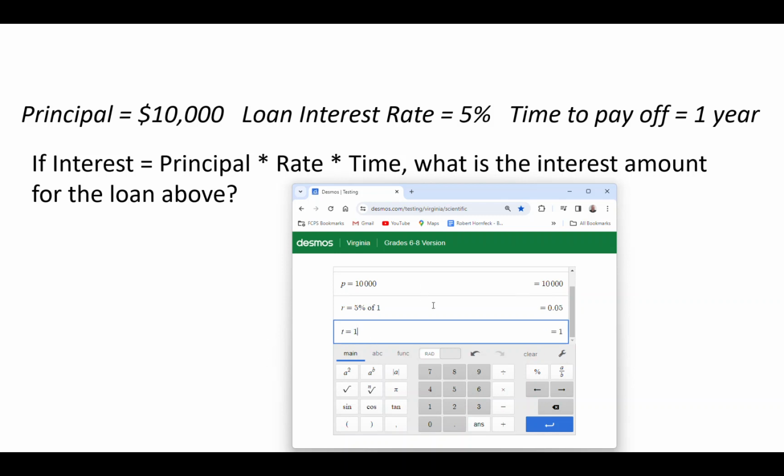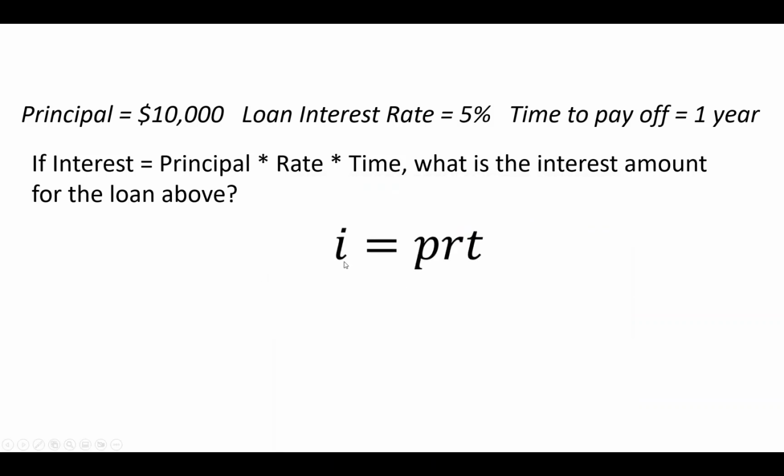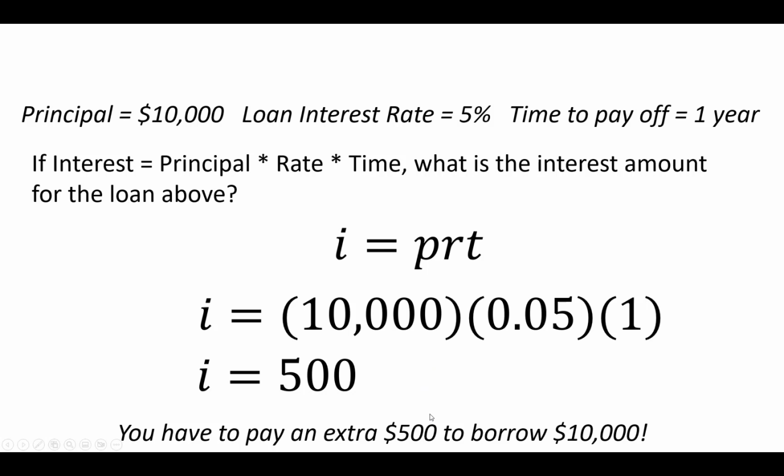Let's scroll back up and see what we get, 500 bucks. So you have to pay 500 bucks to borrow $10,000 and pay it off in a year. So let's go through the process. So we substitute in P, R as a decimal, and then the T, and you get 500. So you have to pay 500 bucks to borrow $10,000. We're going to keep going.